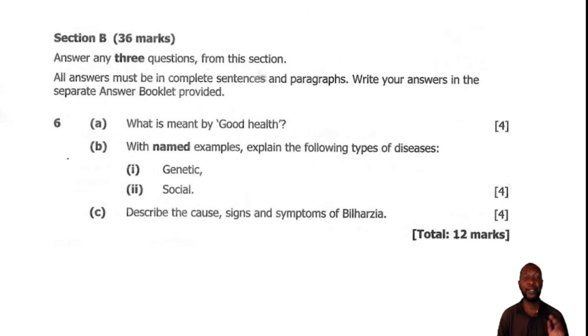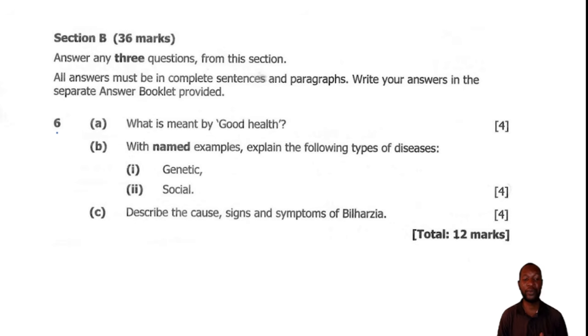Section B, 36 marks. Answer any 3 questions from this section. All answers must be in complete sentences and paragraphs. Write your answers in a separate answer booklet provided. So we have 5 questions in this section. We have first one, which is question 6.